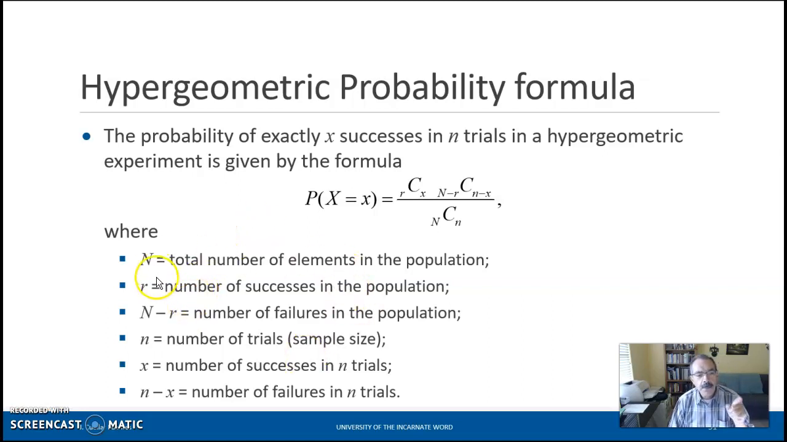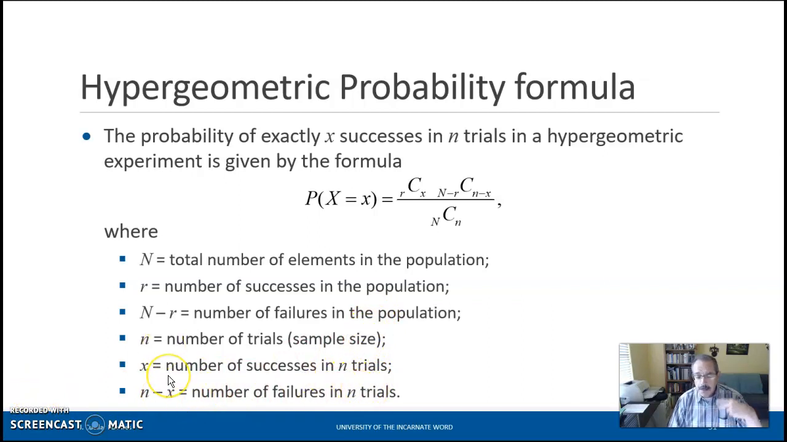So capital N minus R corresponds to the number of buckets that have good material. In other words, those are the number of failures, capital N minus R. Lowercase n represents the number of trials. In the previous example, the technician selected 3 buckets. And X is the number of buckets with bad material that we're looking for in that sample. So in other words, X is the number of successes in n trials. And n minus X is the number of failures in n trials.